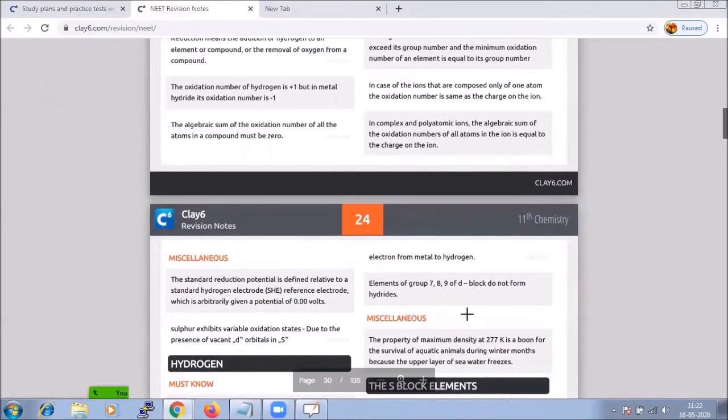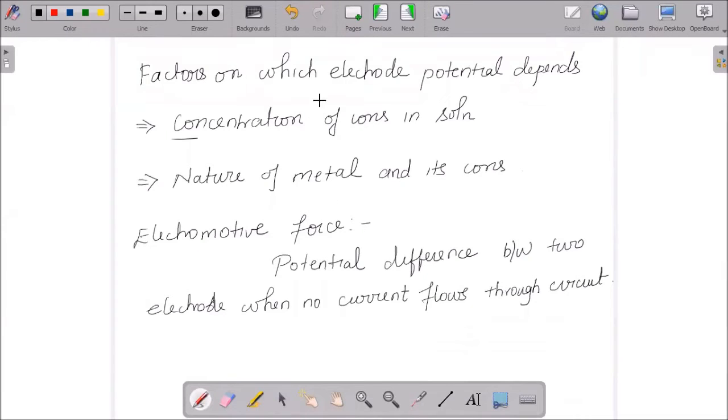So let us come back. That is electromotive force: the potential difference between two electrodes when no current flows through the circuit.